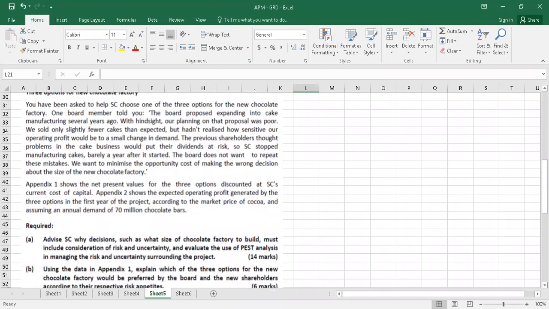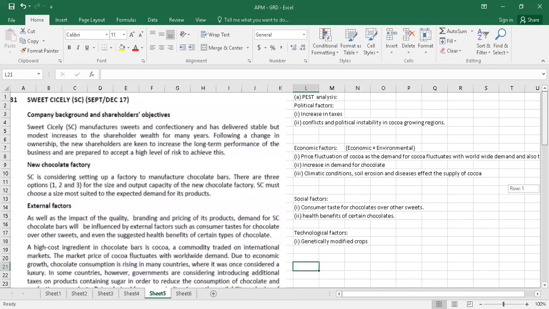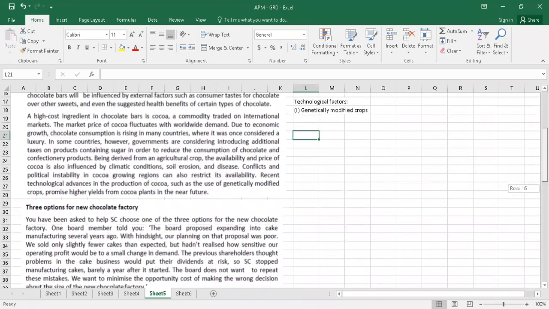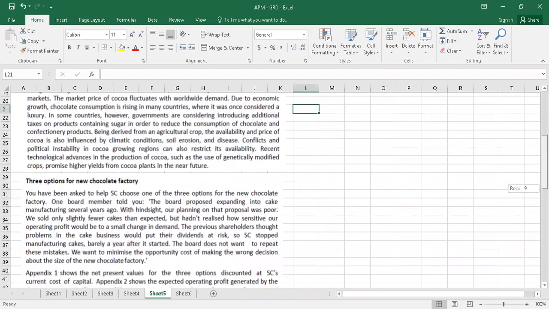Now that's 14 marks. So we can see that 14 marks for 4 categories. So how many did we identify? 1, 2, 3, 4, 5, 6, 7, 8. 8 points we have identified. Maybe 1.5 marks or something like that would be allotted to each point.